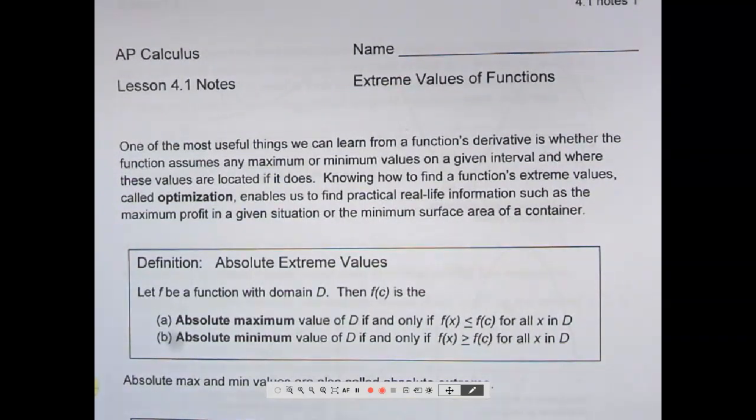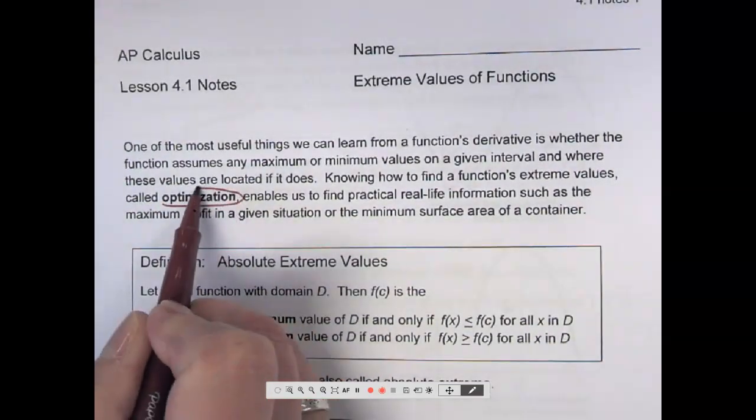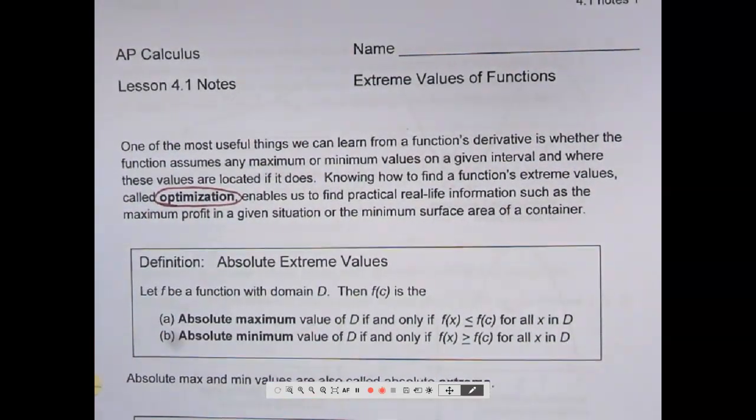So one of the most useful things we can learn from a function's derivative is whether the function assumes any maximum or minimum values on a given interval and where these values are located if it does. Knowing how to find a function's extreme values, called optimization, enables us to find practical real-life information such as the maximum profit in a given situation or the minimum surface area of a container. Okay, so optimization is a huge application of calculus.